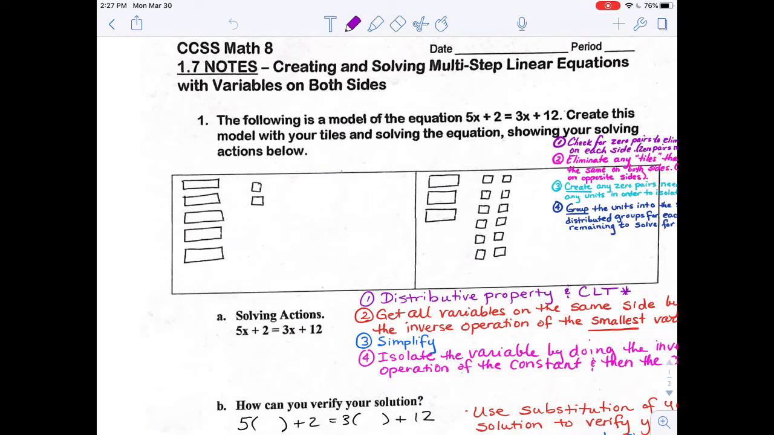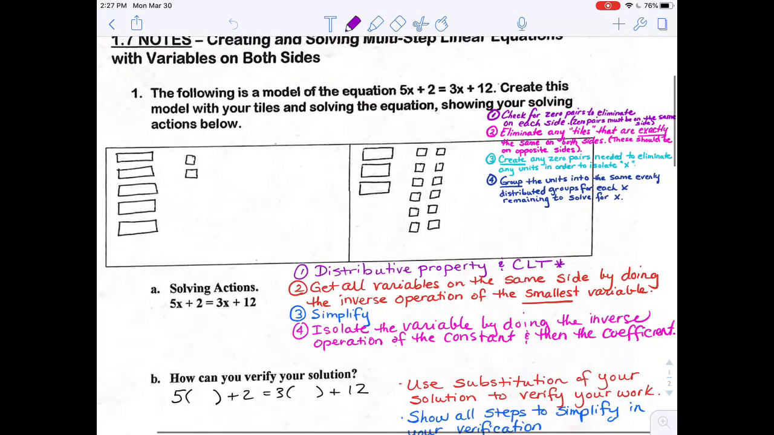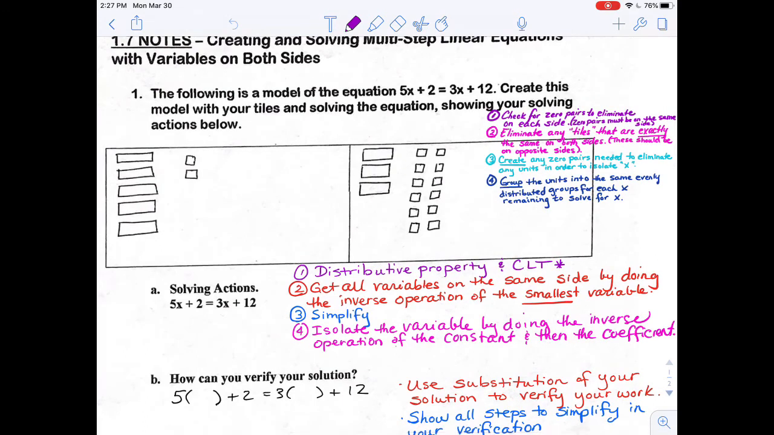Okay, let's look at lesson 1.7 on creating and solving multi-step linear equations with modeling. I wrote down all of our steps for you already. But looking at number 1, I already drew the model for you. It's on your notes. But now I need to solve it on the model.